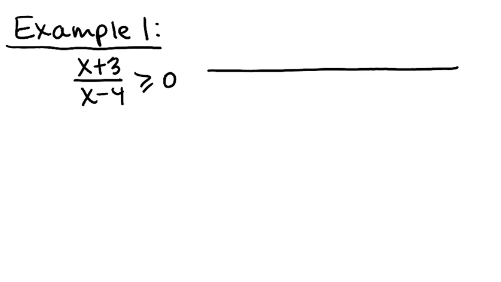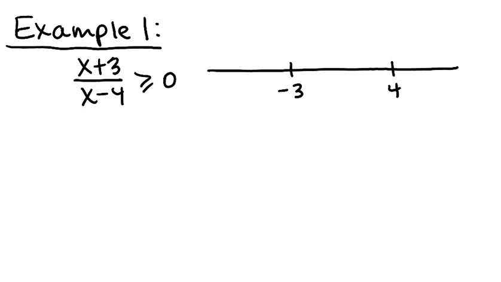And so what I'm going to do is put down the zeros of the numerator and the denominator. So that would be x equals negative 3 would be where the numerator equals 0, and x equals positive 4 is where the denominator equals 0. Then I'm going to test values, just like I did with that quadratic function earlier.